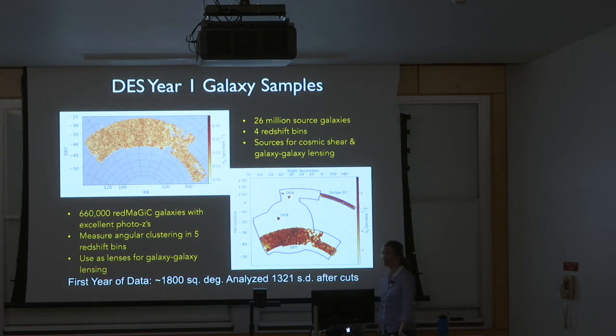But on from people to galaxies, in our year one analysis, we used two different galaxy samples. One here on the left is a sample of red sequence galaxies. They're called redMaGiC, where the magic part is the redshift calibration. Because this is a red sequence template fitting algorithm, we get about percent level redshift accuracy from a photometric survey, which is really important for resolving structure along the line of sight. So we use these 600,000 galaxies split in 5 tomography bins to measure galaxy clustering. And then we also have about 26 million galaxies at signal to noise about 20 and above, for which we measure galaxy shapes. And those are then our weak lensing sample.